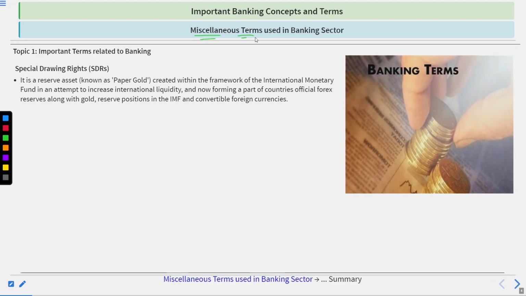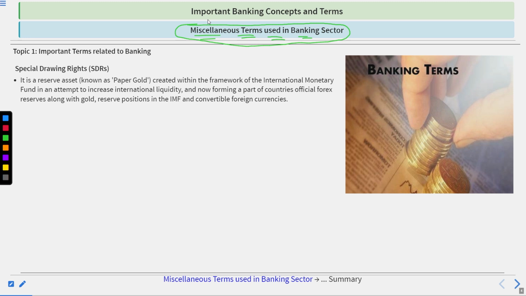First, we are going to talk about topic 1, that is the miscellaneous terms used in the banking sector. The banking sector is actually a very important sector in the economy, as well as from the competitive exams point of view. That's why the terms that are frequently used here are also sometimes in the news. That makes it important from both sides, the static or normal general knowledge as well as the current affairs part.